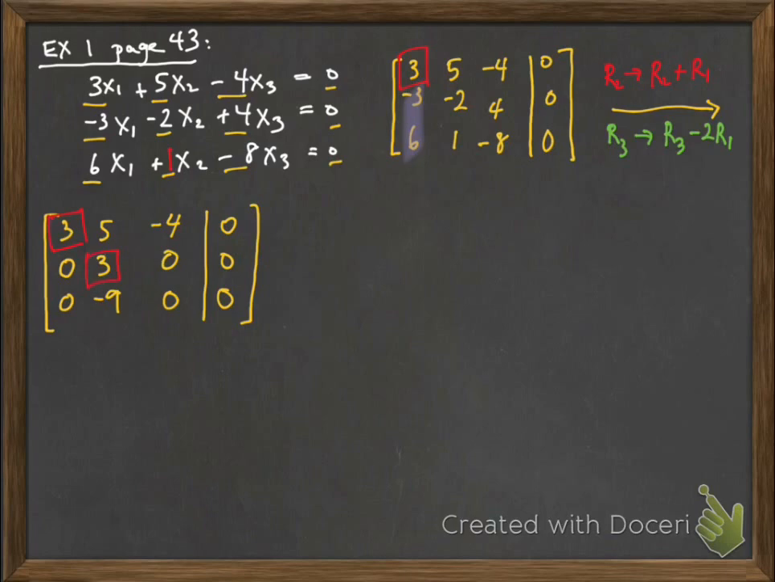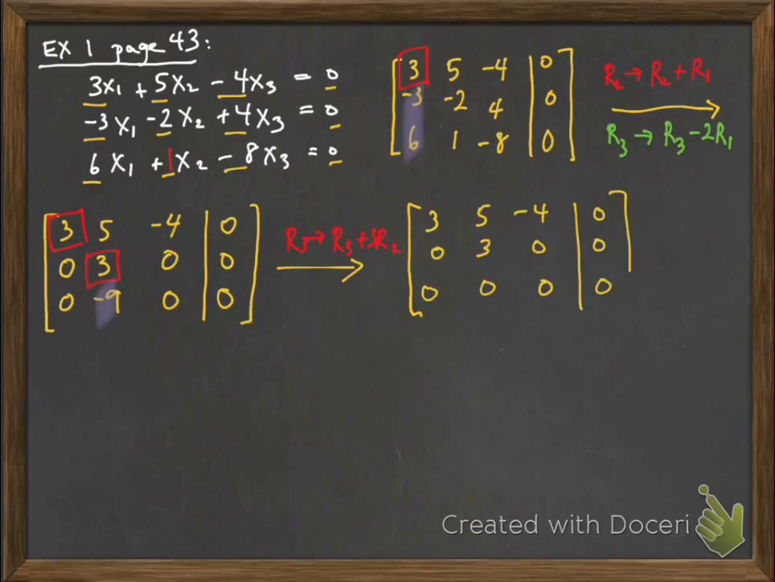So here, the 3 in the upper left corner was the pivot we created. And the 3 that I put a box around next is the next pivot we're going to create. I want to use that 3 to kill off this negative 9 below it, and I can achieve that by replacing row 3 with row 3 plus 3 row 2. The first row doesn't change, the second row doesn't change, and the last row now becomes all zeros. Those are my two pivots, and I notice that this matrix is in echelon form.